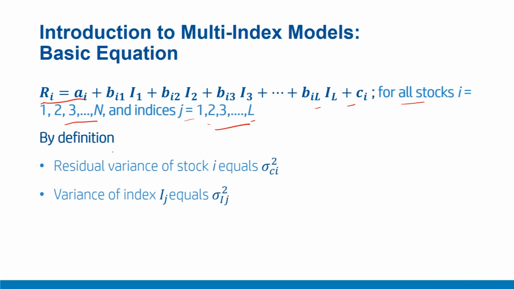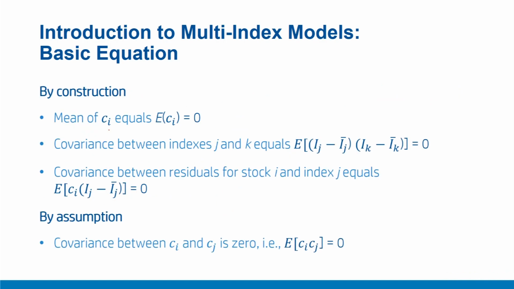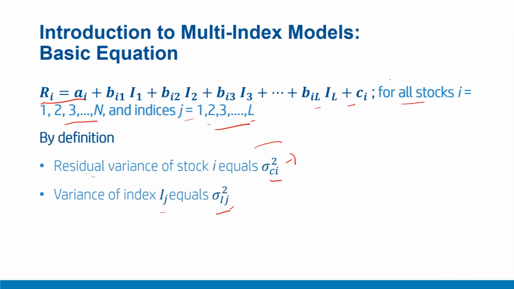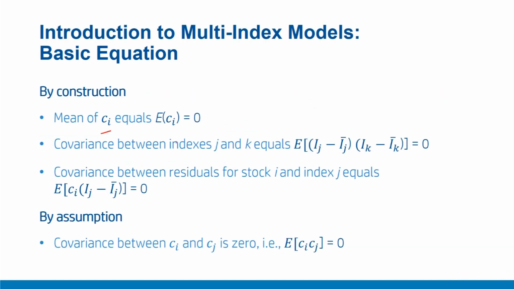So there are total L indices, and here let's define the model. By definition, the residual variance of the stock i equals sigma Ci squared. So this is a stock specific component. The variance of index Ij is equal to sigma Ij squared, which is the variance of the index. So this is by definition. Next, by construction, we say that the mean of Ci, the error term in the model, the residual, is 0 by construction.